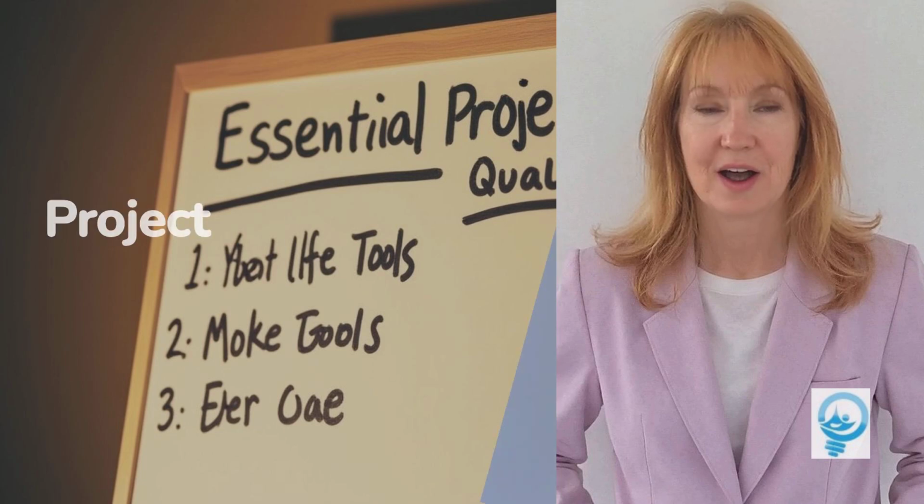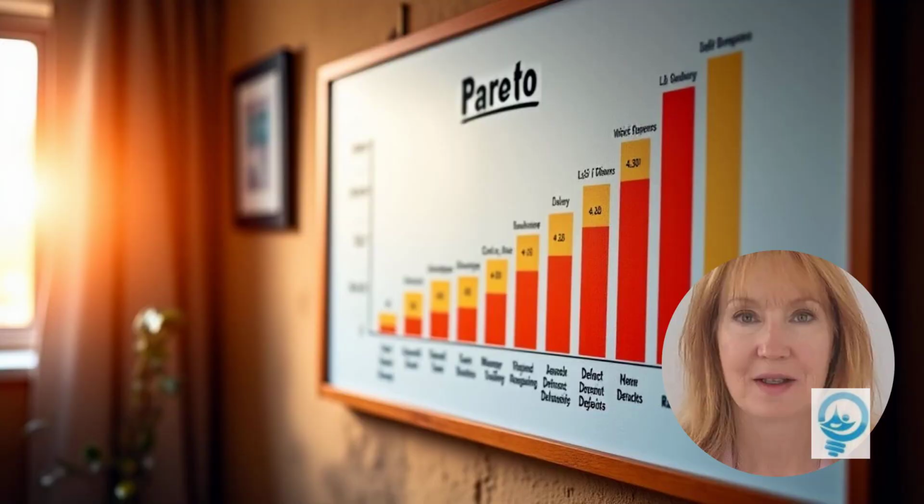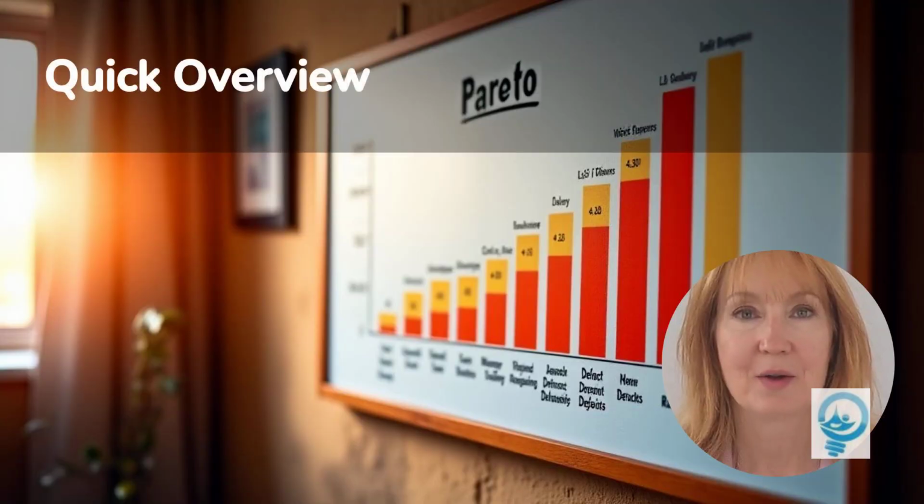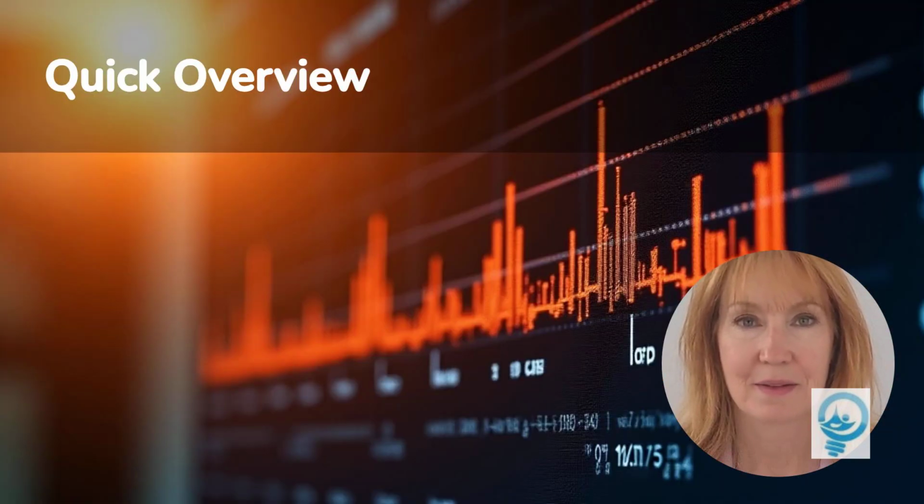To complete our discussion on essential project quality tools, we now examine three more. The Pareto chart helps prioritize issues by illustrating defect frequency. A scatter diagram reveals relationships between two variables, identifying potential correlations. Finally, the control chart monitors process stability over time, signaling when adjustments are necessary.